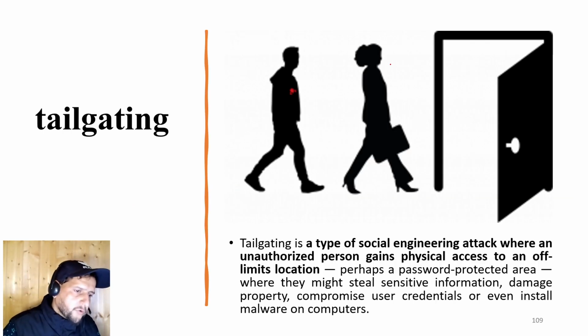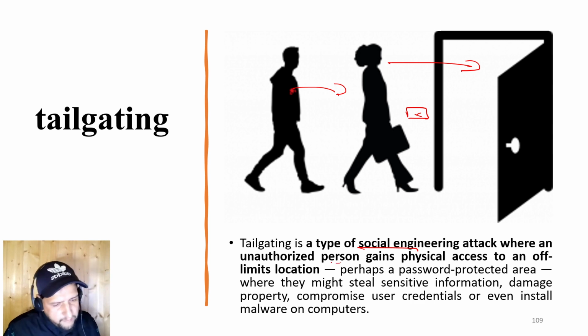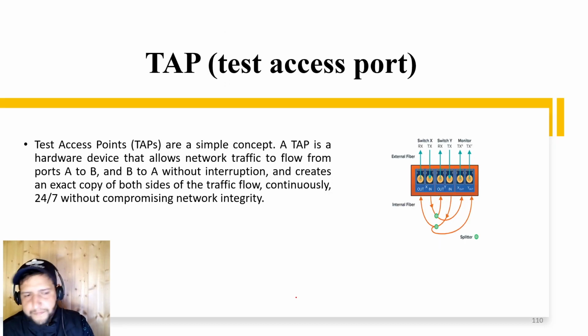Tailgating, like you are accessing this gate with an access card, but someone is just following you as an attacker. It's a type of social engineering attack where an unauthorized person gains physical access to an off-limit location, perhaps a password-protected area, where they might steal sensitive information, damage property, compromise user credentials, or even install malware on computers.